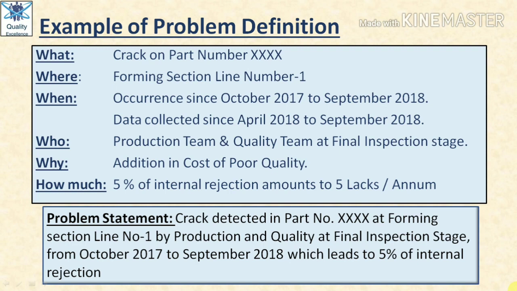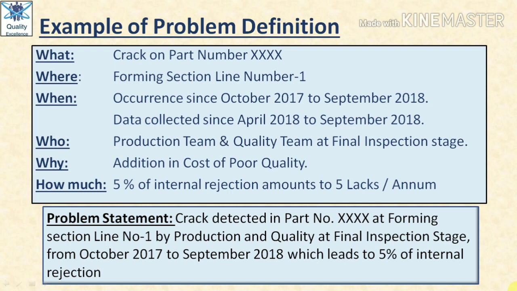Now let us understand by one example. We need to give answers to these 5W and 1H questions. First is what. This is a hypothetical example. In what: crack in part number so and so. Where is it occurring? At forming section, line number 1. When: occurrence since October 2017 to September 2018, and data collected since April 2018 to September 2018. And who means who is suffering? Production team and quality team at the final inspection stage.